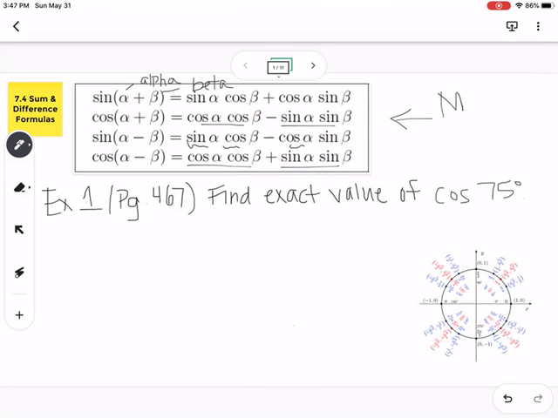Right now you can use your notes, but you want to be able to memorize these, especially for calculus next year, okay?